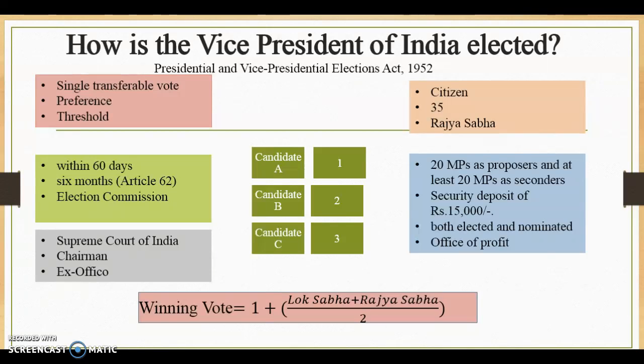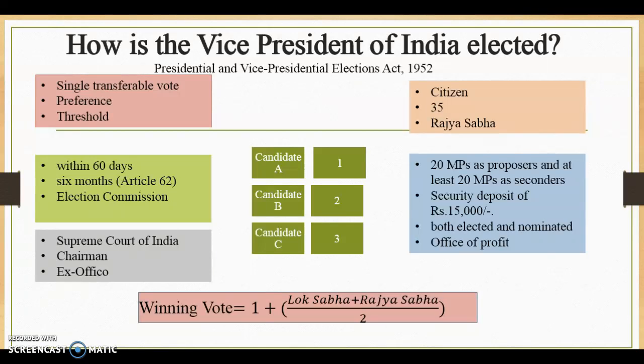After the Vice President is elected, he gets the post of Chairman of the Rajya Sabha. He will preside over all the sessions of the Rajya Sabha. You often come to know about ex officio. Ex officio is by virtue of the post. If a candidate is elected Vice President, then he will automatically become the Chairman of the Rajya Sabha.